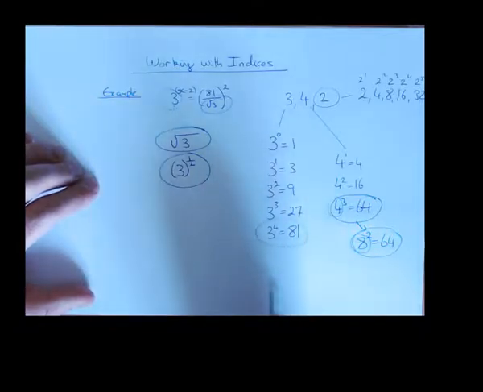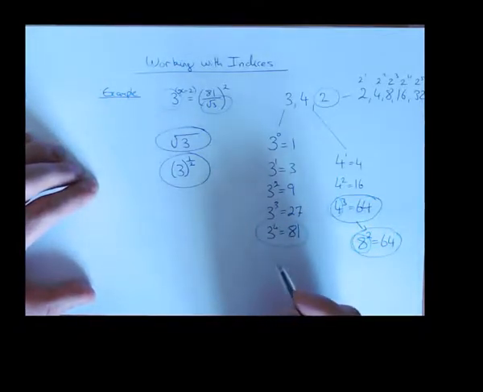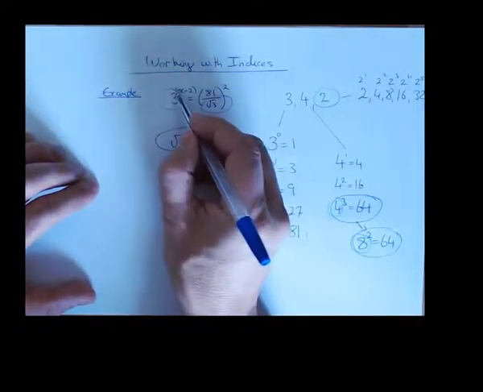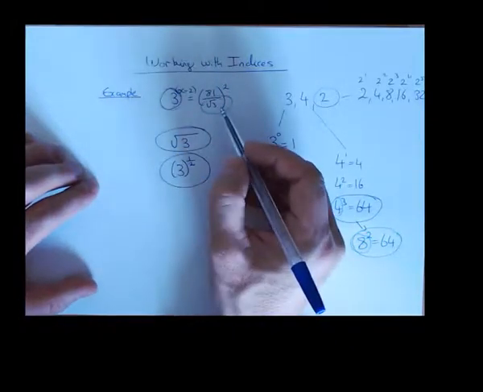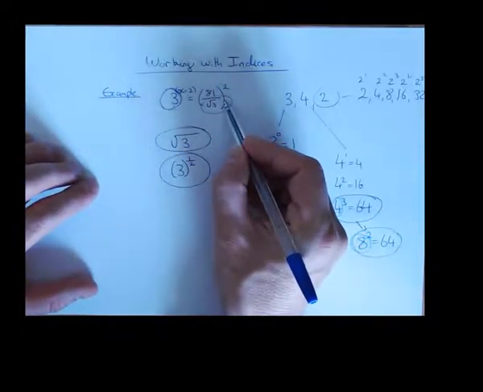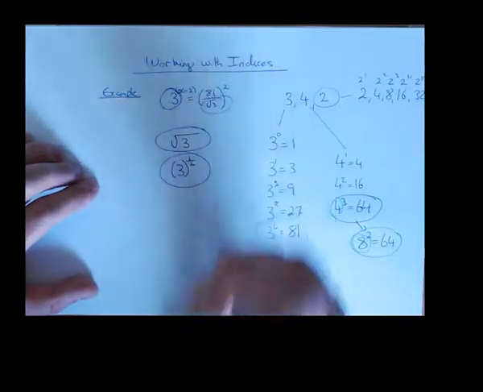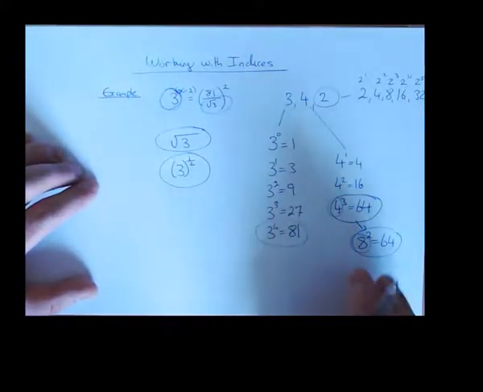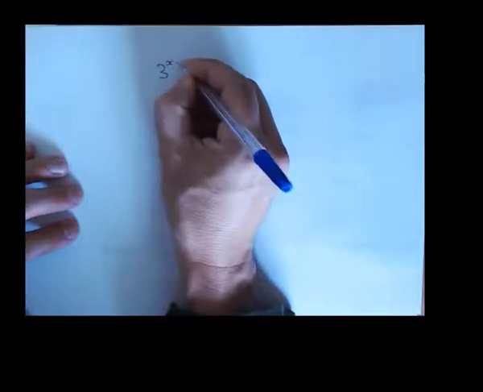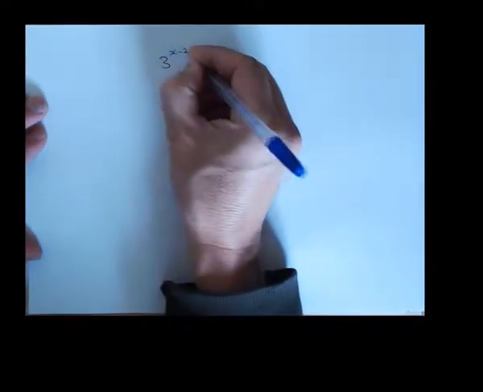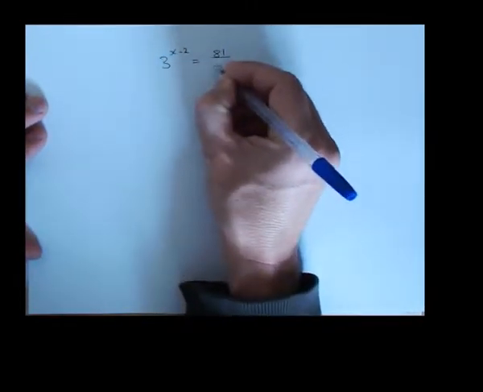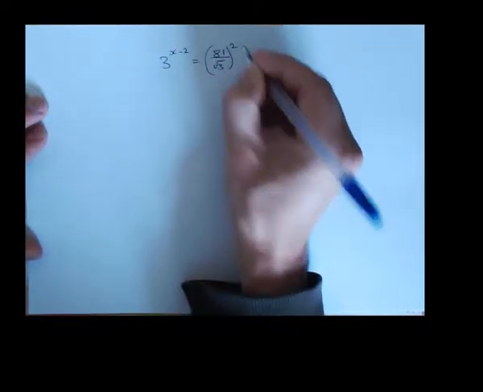Okay, and when you're working with the number 3, what we want to do on the right hand side is replace everything over here with a power of 3 and then use our rules to write it as a single power of 3. So let's write this out again. 3 to the power of x minus 2 is equal to 81 over the square root of 3, squared.